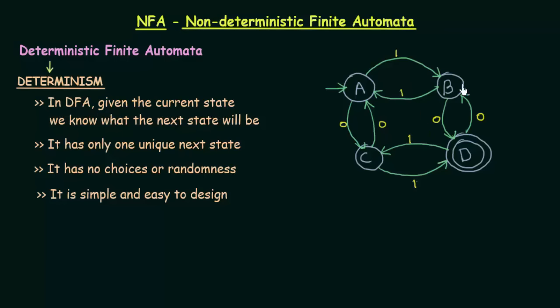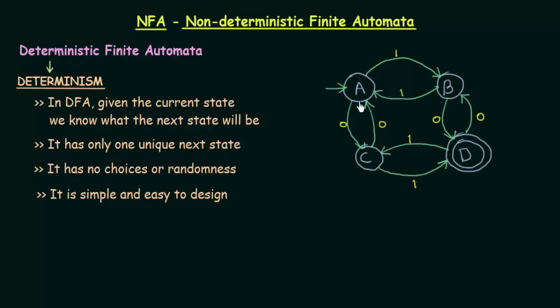So, what does it mean? Suppose we have a DFA here, and suppose we are focusing on state A. Given the current state, that is state A, we know what the next state will be. If I am in state A, and I get input 1, I know that I will go to state B and no other state. And if I get input 0, I know that I will go to state C and no other state. So, given the current state, we are sure about the next state on getting particular inputs.